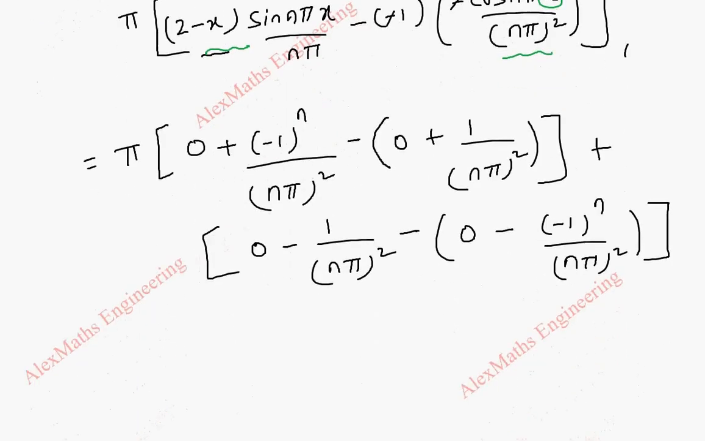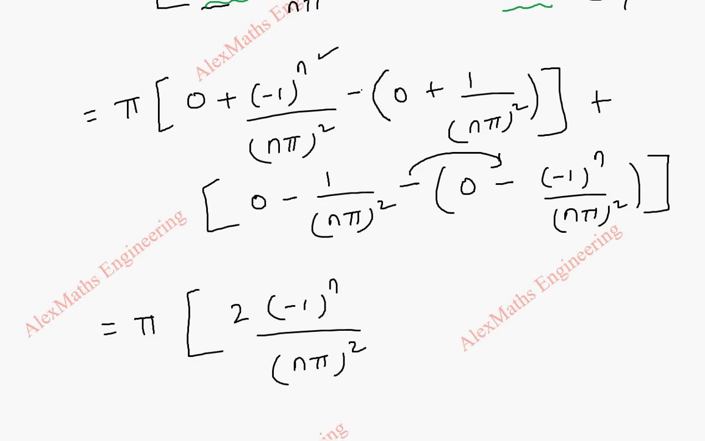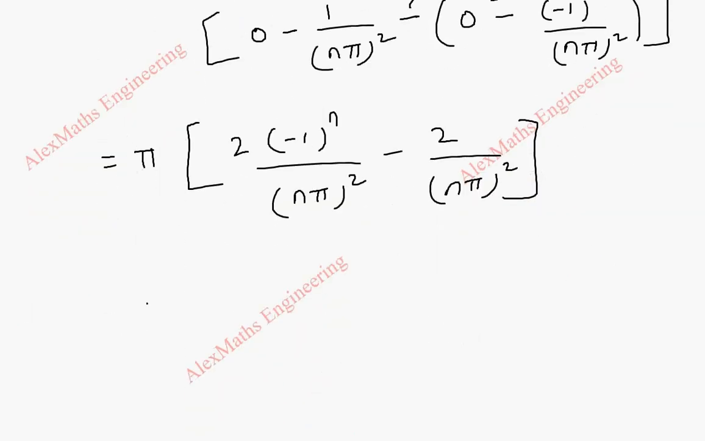Now we are going to rewrite this pi into. We have this, and when I take this minus inside, it will become plus. So 2 times (minus 1) whole power n by (n pi) whole square. Similarly, when I take this minus in here, this is minus and there is a minus here. So minus 2 by (n pi) whole square. So an is pi. We can take 2 out, and we can take n square pi square also out. We have (minus 1) whole power n and minus 1.